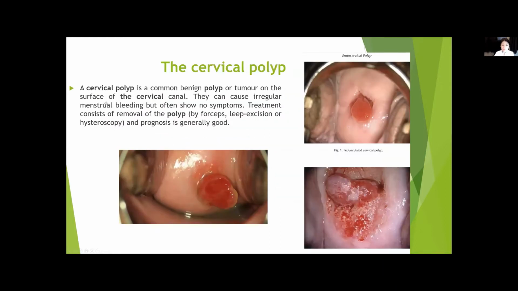Cervical polyp. Cervical polyp is a common benign polyp or tumor on the surface of the cervical canal. They can cause irregular menstrual bleeding, but often show no symptoms. Treatment consists of removal of the polyp by forceps, lip excision, or hysteroscopy, and prognosis is generally good.